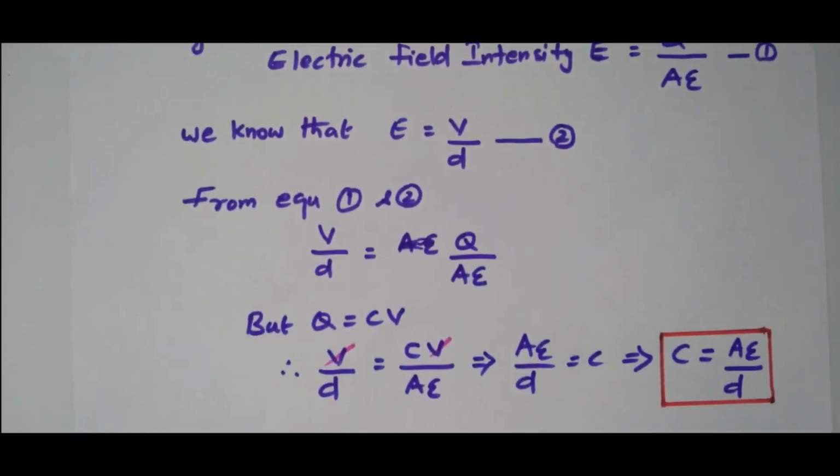So from equations 1 and 2, V by D equal to Q by A epsilon. From equation 1 it is Q by A epsilon, equation 2 is V by D. So both are equated. Now we substitute Q equal to CV, the general formula. So V by D equal to CV divided by A epsilon. This V gets cancelled. Bring this term to the numerator, so A epsilon by D equal to C. So that can be written as C equal to A epsilon by D. That is a very general formula.